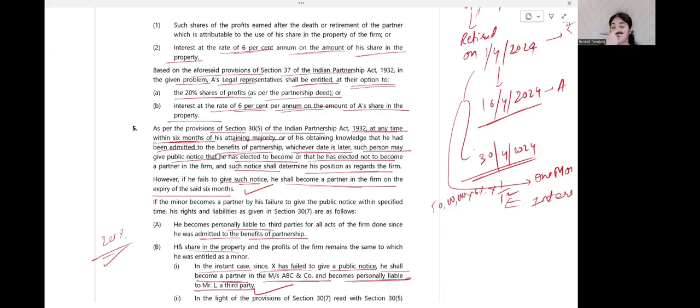So now, even if the loan was taken or the goods were purchased earlier, you will still be liable, because from the day you were admitted as partner, you had the time period. If you attain the age of majority and in 6 months you still do not inform, you cannot say that even though I did not give a notice, I have become a partner only now. You became a partner from the day you were first admitted.